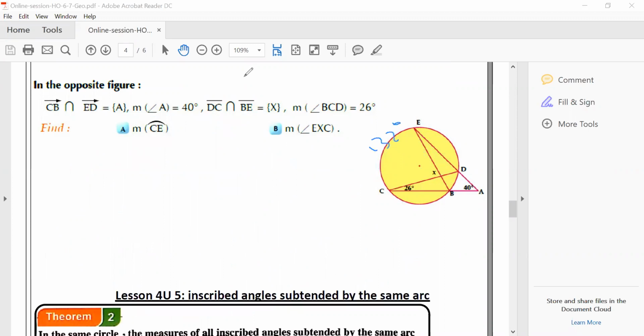I think now it is easy to get the measure of angle X, angle CXE. The included angle between two chords inside the circle equals half what? I want anyone to tell me. Angle X equals half what plus what?